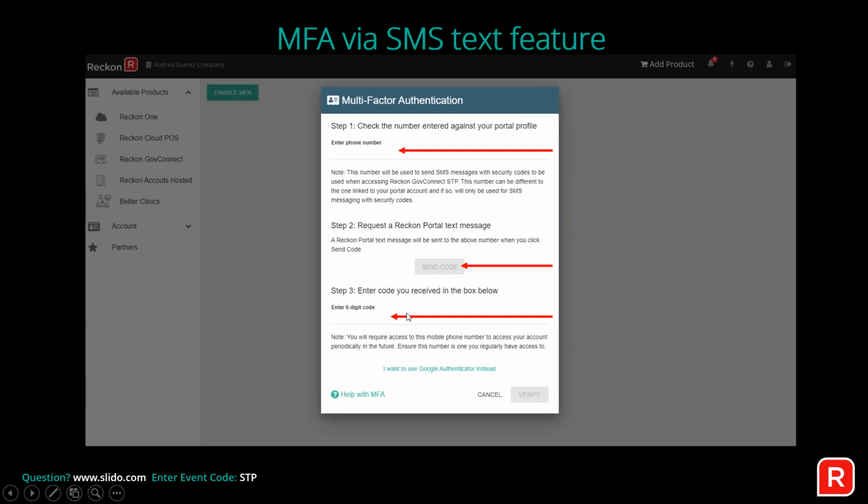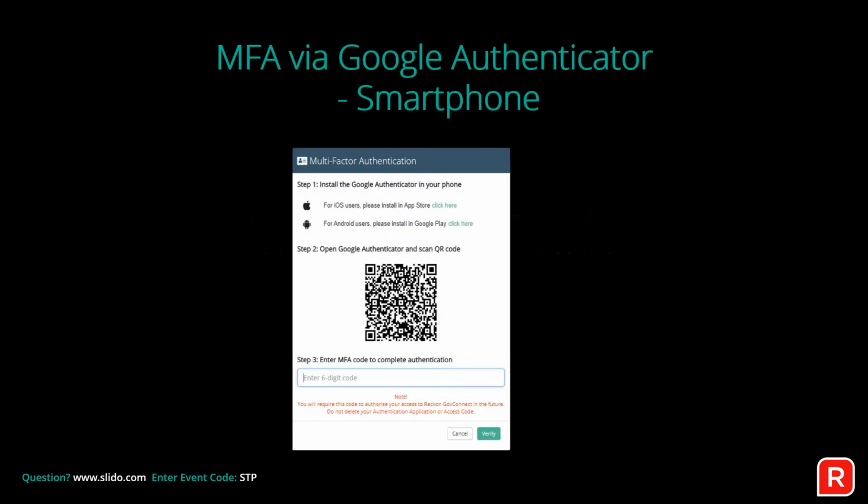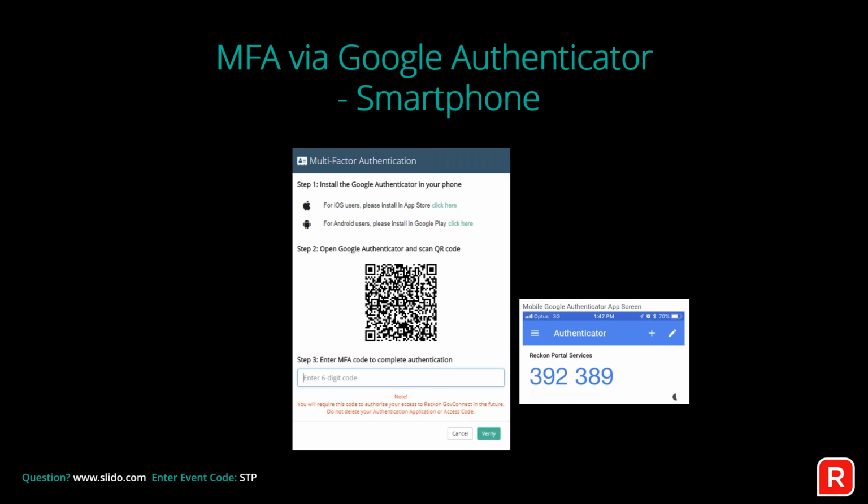If you don't want to use the SMS text feature, you can see on the bottom here, it says I actually want to use Google Authenticator instead. If you are using Google Authenticator on your smartphone, you can download the Google Authenticator app, whether it's App Store or Google Play. Once you've launched that app, you scan this QR code and it will generate a 6-digit code for you on your app. Then you enter in that 6-digit code just to verify.